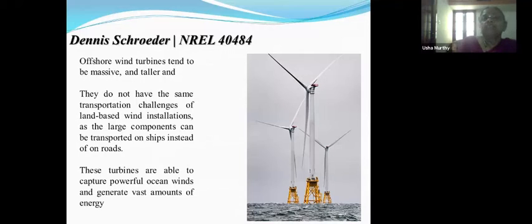They tend to be massive and taller compared to land-based turbines, and they do not have the same transportation challenges as land-based wind installations, as large components can be transported on ships instead of roads. These turbines are able to capture powerful ocean winds and generate a vast amount of wind energy that can be utilized.